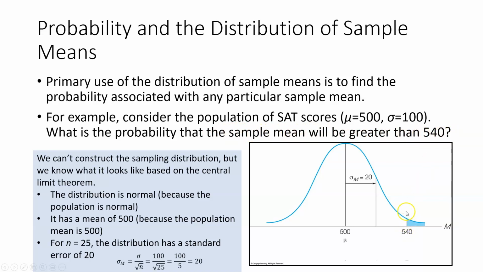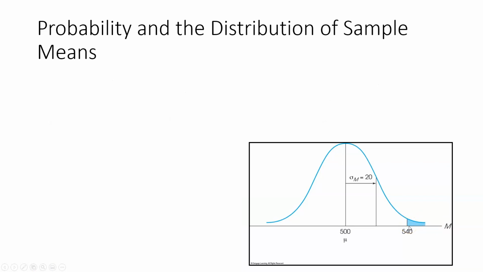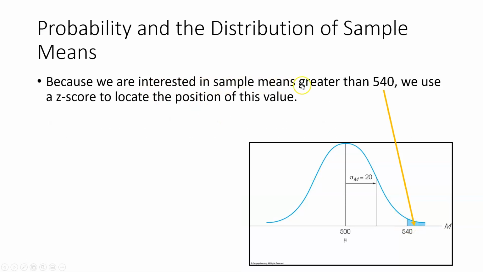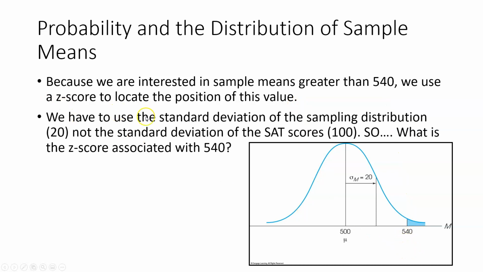Marking off this score right here of 540, shading in this tail to indicate all the sample means that will be greater than 540. Because we are interested in sample means greater than 540, we use a z-score to locate the position of this value. So what is the z-score? We have to use the standard deviation of the sampling distribution, 20, not the standard deviation of the SAT scores, 100. We have to use this standard deviation, not the standard deviation of the original population.